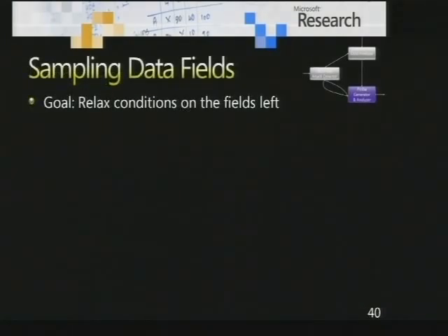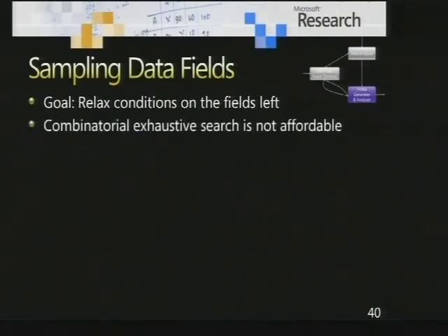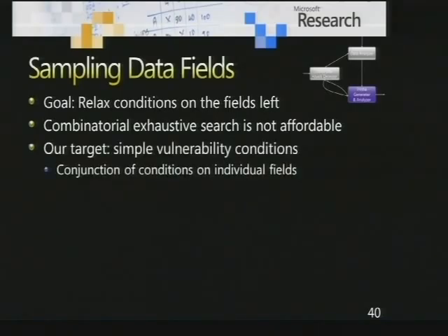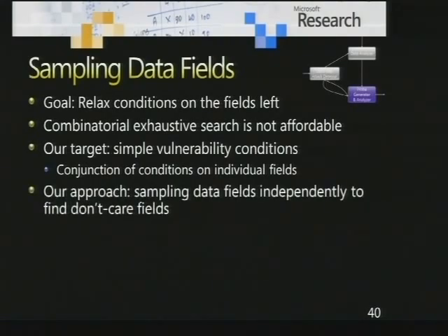And the last step in probe generation is sampling data fields. The goal here is to relax the conditions on the fields left after we remove the irrelevant records. The problem is that a combinatorial exhaustive search is not affordable, because even a 4-byte field has 2 to the 32 possible values. And our target is to derive simple vulnerability conditions. In other words, we want to find the conjunction of conditions on individual fields. We don't look for the conditions on combinations of 2 fields.